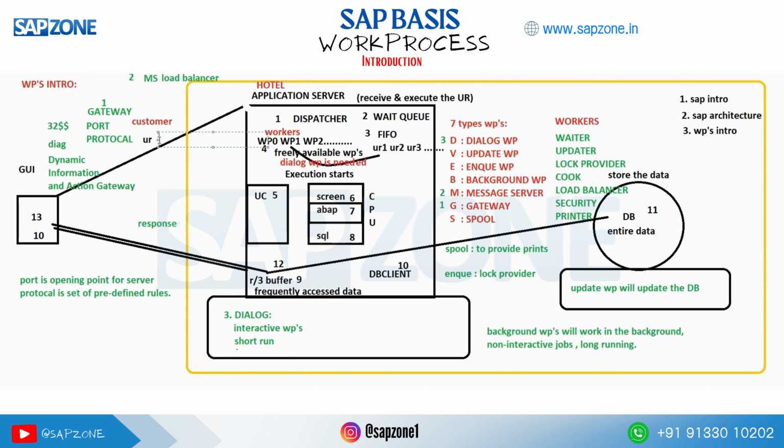The user request is something like a question for the server. The response is something like you can assume you got the answer. That's it. This is about the work process.